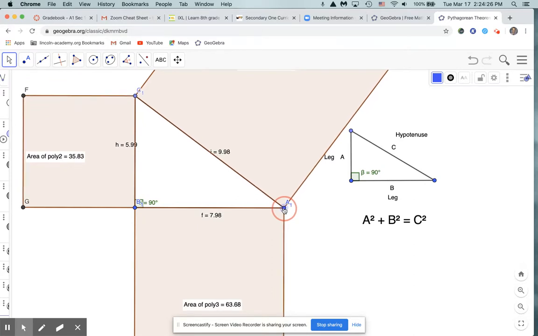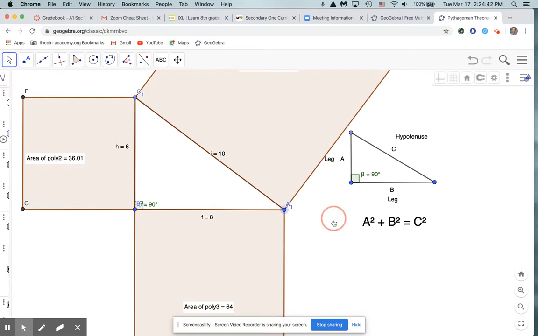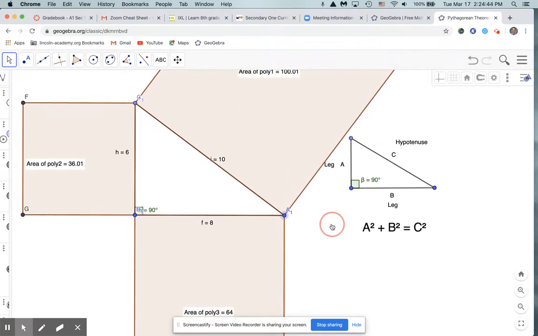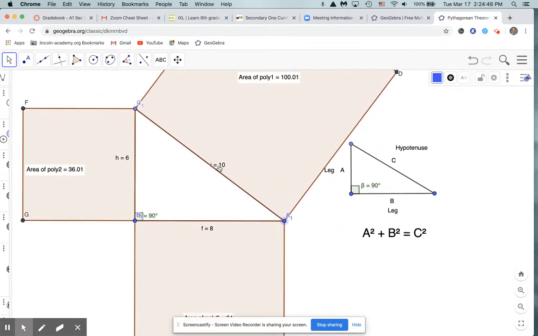Again, hopefully, if I can go out here far enough, I can eventually find one that's basically integers, but again, they don't have to be. Almost got it here. There we go. Again, if this bottom side was 8, this area would be 64. If this left side was 6, this area would be 36. This area out here of the larger square would be 100, and you square root that, and we get 10.